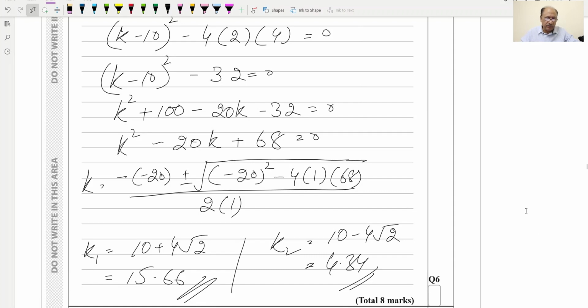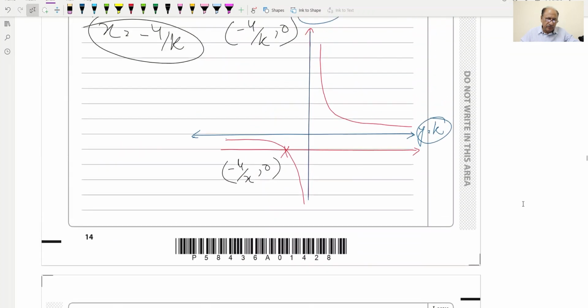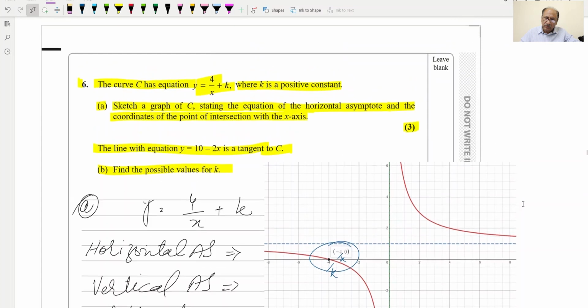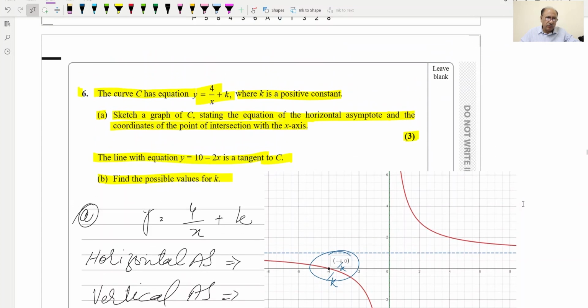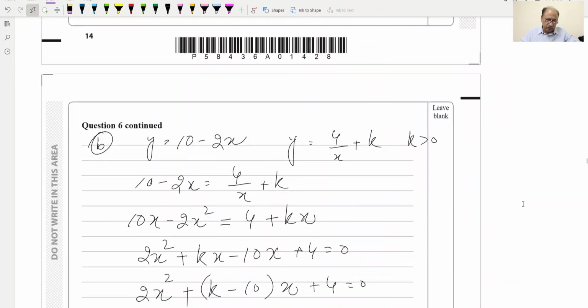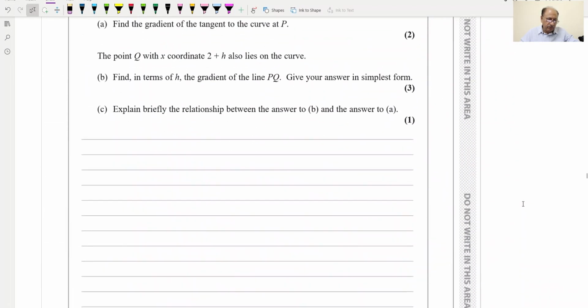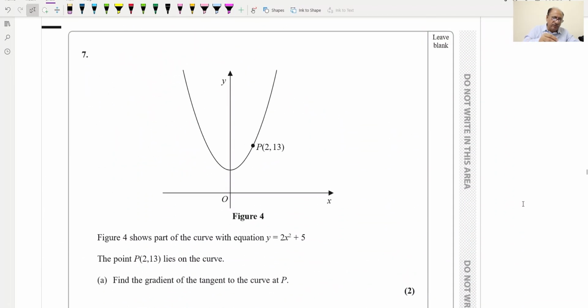We are providing this answer. This was a 5-mark question, I think, and the total question was 8 marks, which we are done with. Now we can move to the next question, question number 7.